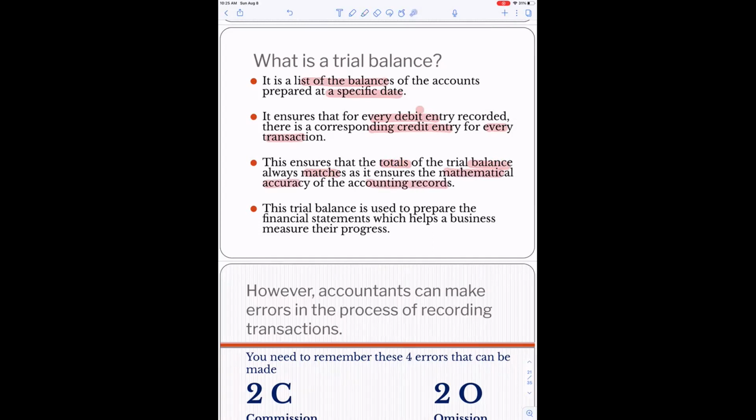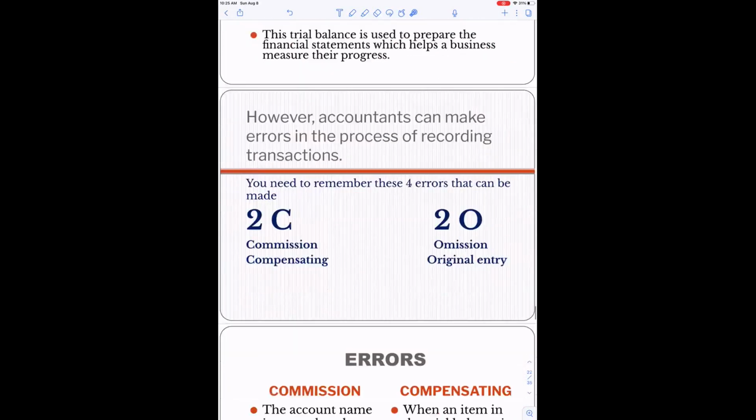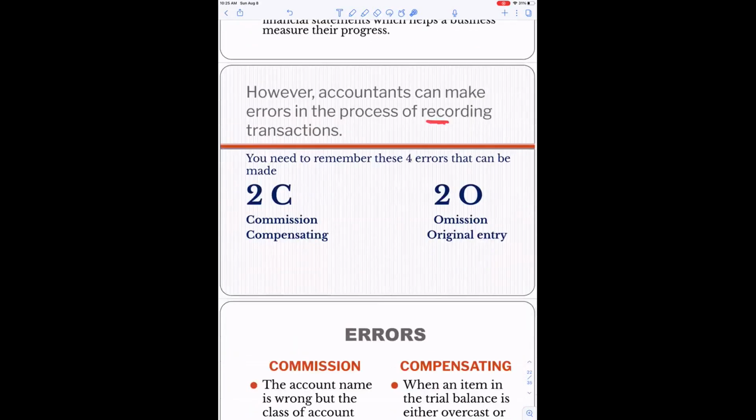We use the trial balance to prepare our financial statements because it helps a business to measure the progress. What are financial statements? Our income statement and our statement of financial position. However, when we are making a trial balance, or before we make a trial balance, while recording the transactions, accountants can always make errors. What are the errors that we can make?